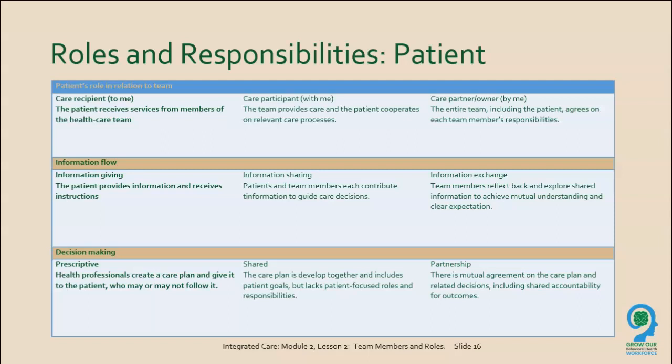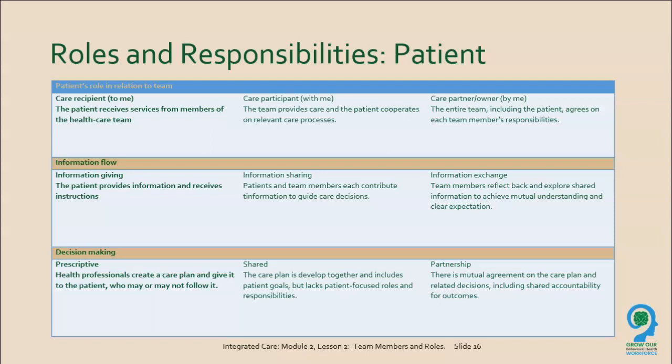In the highly engaged setting, this highly engaged patient has become the care partner or owner, and so the care is driven by me. The entire team, including the patient, agrees on each team member's responsibilities. And the patient is a key piece of that. They're not just an afterthought or told what to do. And that's what's really important.